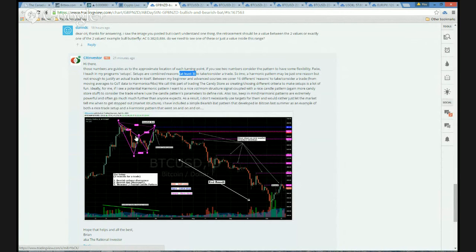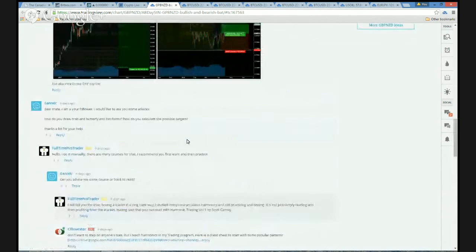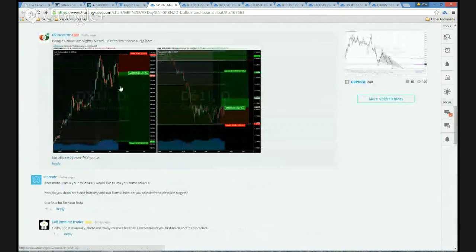And this is a bearish bat. We had a Gartley a little while ago, and man, it just went on and on and on. And it's interesting because I think we might have a potential bearish Gartley develop here on the US dollar, which in itself is a whole conversation.